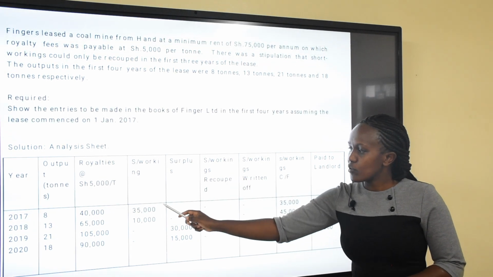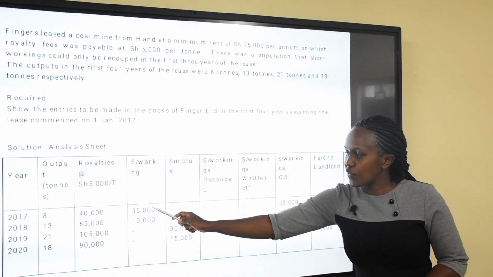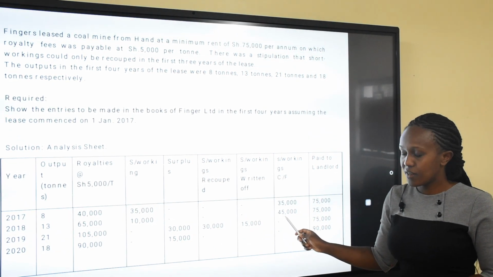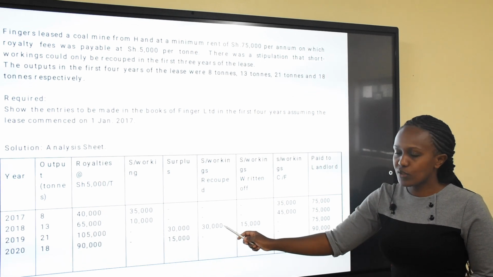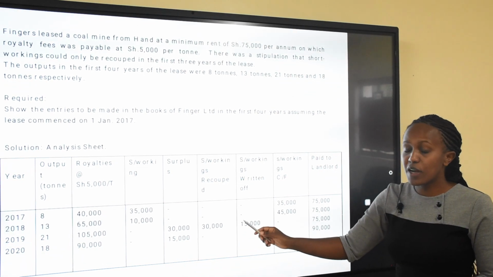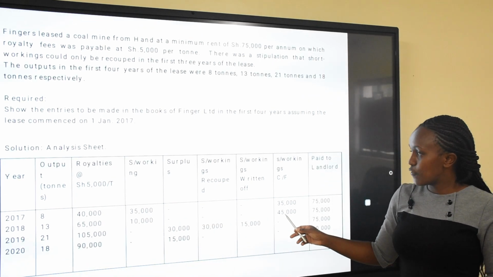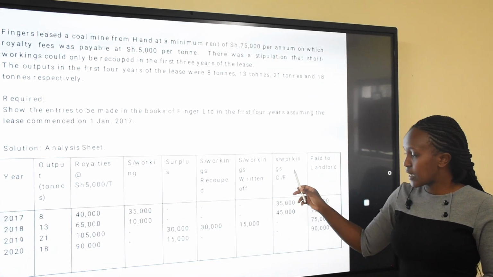Among the amount of short workings, the total here being 35 plus 10, which is 45, this is the short working carried down. We are able to recover 30,000 of that money. So the money we lost in the initial years, that is 35 plus 10, giving us 45 according to the short workings carried down.